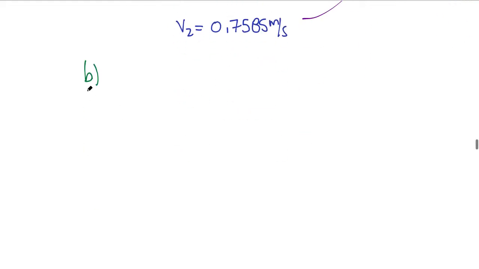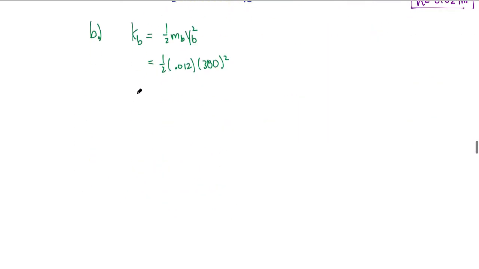our initial kinetic energy is going to be, so this is just KB for the bullet, so this is going to be 1/2 mass of the bullet times the velocity of the bullet initially, so V1B squared. So that's going to be 1/2 times 0.012 kilograms times 380 meters per second squared. So plugging this into our calculator, the bullet's kinetic energy ends up being 866.4 joules. And so now we can move on to part C.